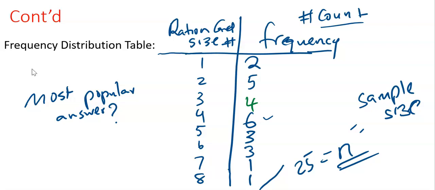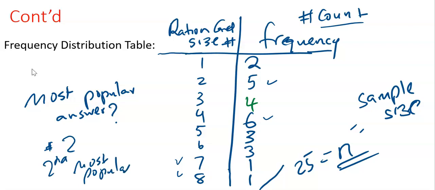And what is the least popular? So the least popular, we have 2 here because there's 1 and 1 here. So the least popular are both 7 and 8. The second most popular answer is 5, because that is ration card size 2. Size 2 is the second most popular.